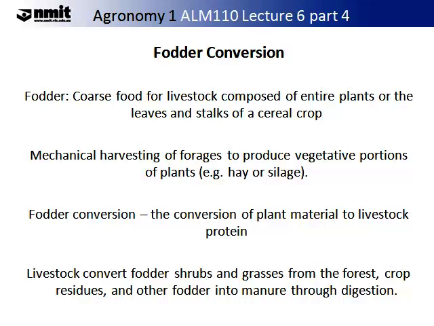Fodder is a coarse kind of food which is grown especially for livestock and composed of entire plants or leaves and stalks of a cereal crop. Mechanical harvesting of forages produces the vegetative portions of plants, such as hay or silage. In fodder conversion, the plant material is converted into livestock protein. So fodder conversion can be thought of as livestock converting fodder such as shrubs and grasses from the forest or crop residues and other fodder into manure through digestion.